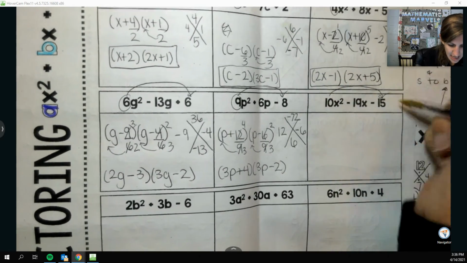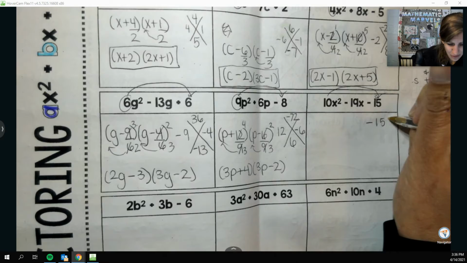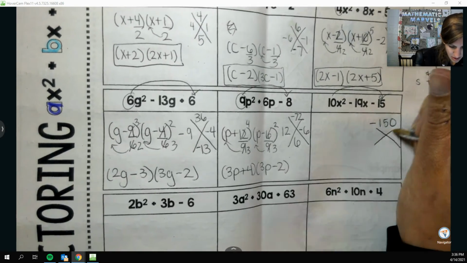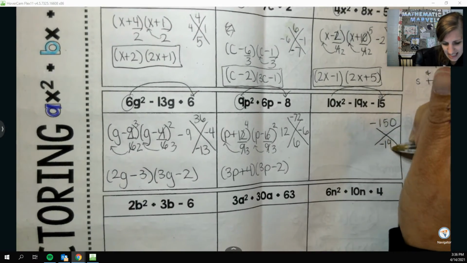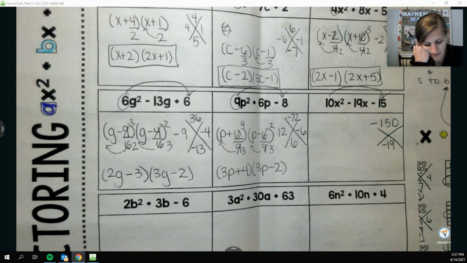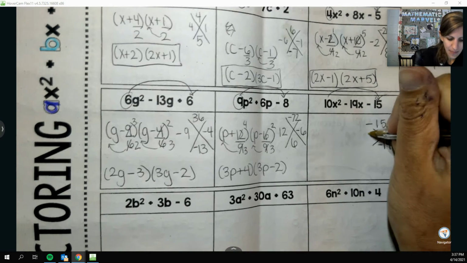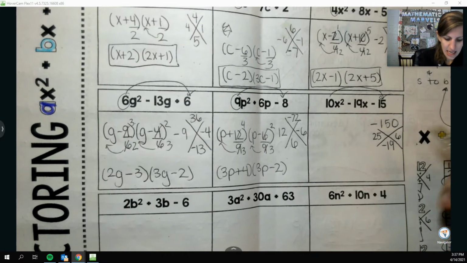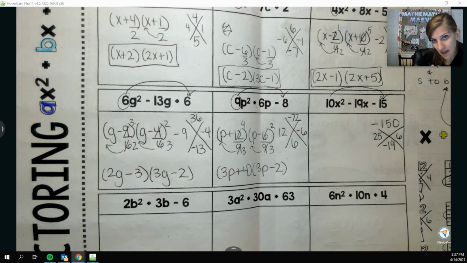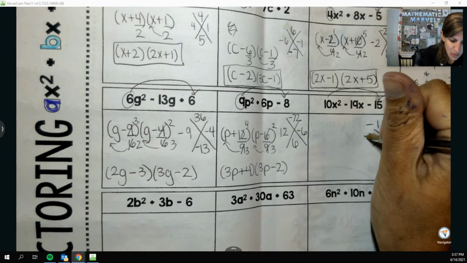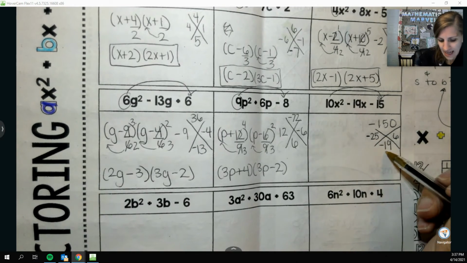I'm going to slide the 10 over, and I get -150. Oof. And I'm trying to add to -19. 25 will go into that. It's got to be 25. Like 5 will go in, but that's going to make the numbers too far apart. So 25 goes into it 6 times. Yeah, 25 times 6. 6 quarters is $1.50. And then if I make the 25 negative, I'll get a -19.